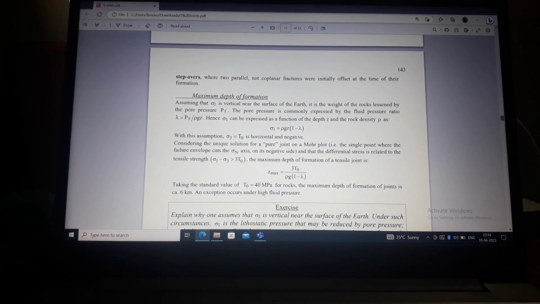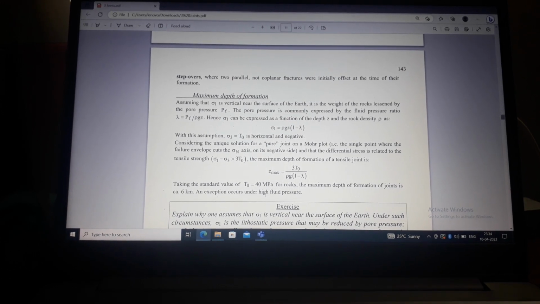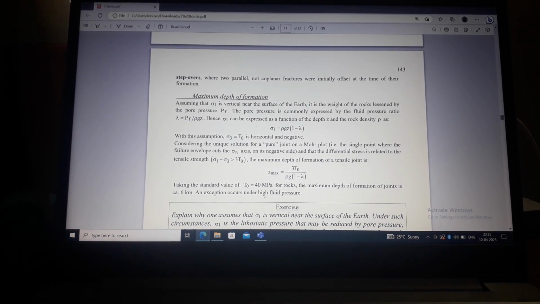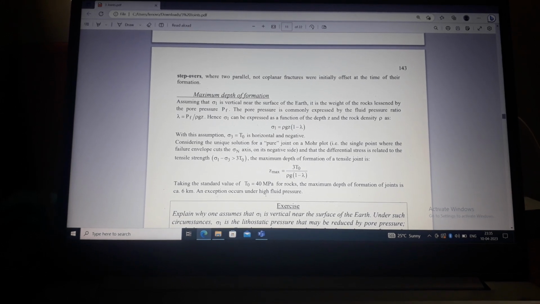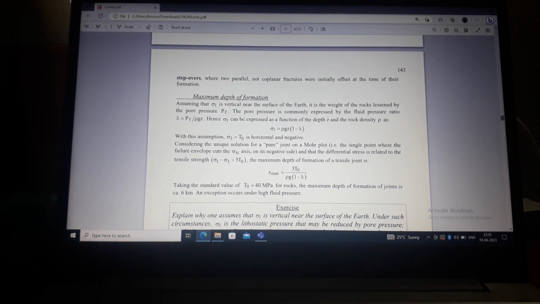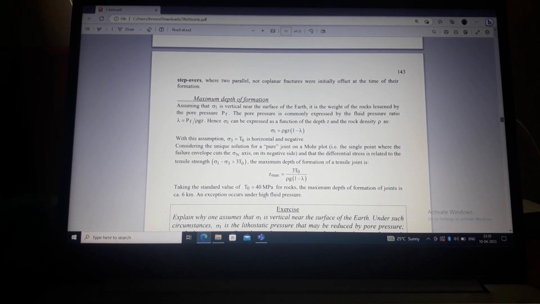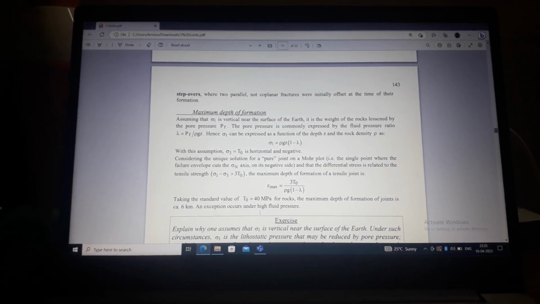Taking the standard value of T naught equal to 40 megapascal for rocks, the maximum depth of formation of joints is approximately 6 kilometers. Initiation occurs under high fluid pressure.